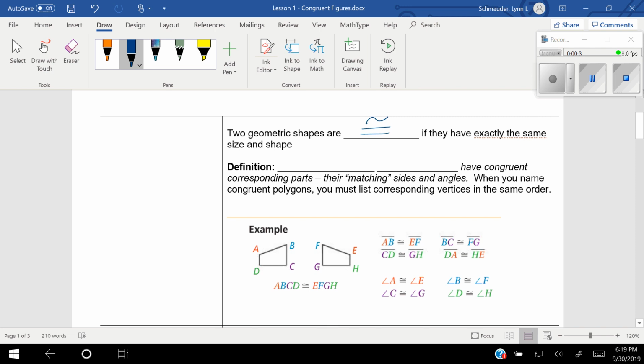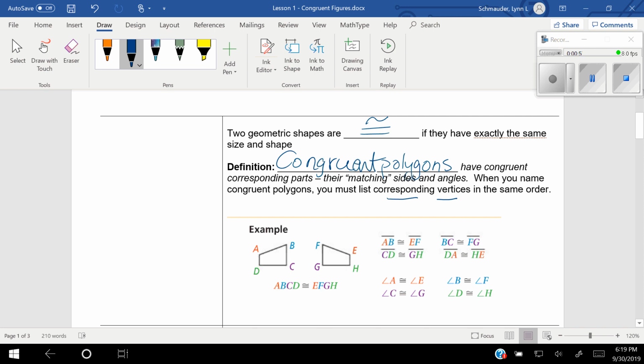Congruent figures, or we're going to say congruent polygons. We're going to talk about polygons here. Congruent polygons have congruent corresponding parts. So in other words, the parts that match. Okay, when you name congruent polygons, you must list corresponding vertices in the same order.